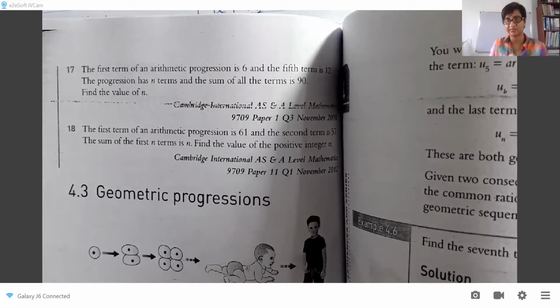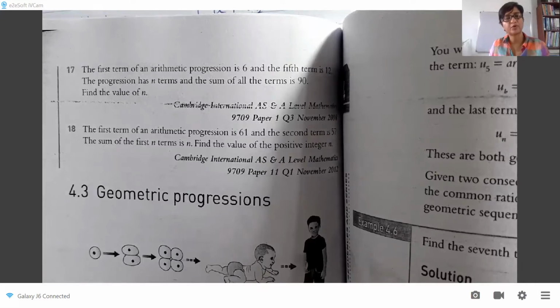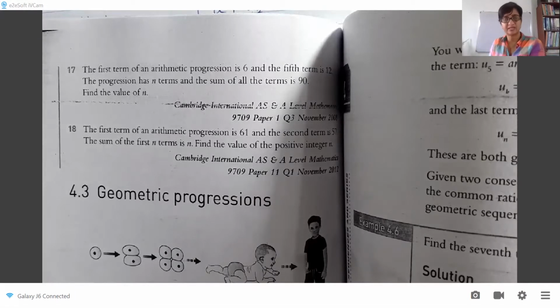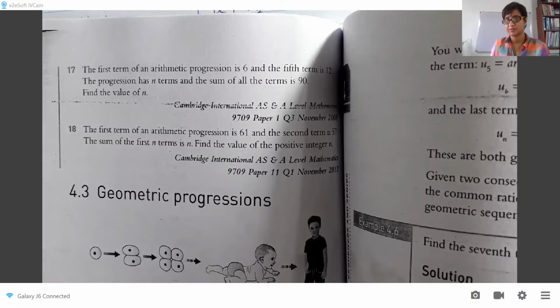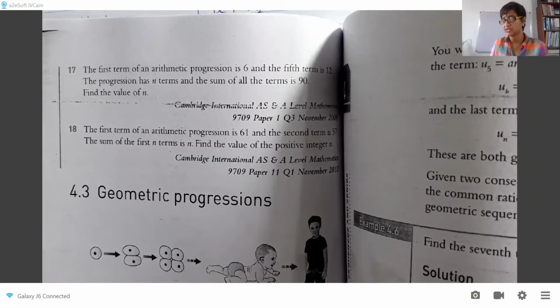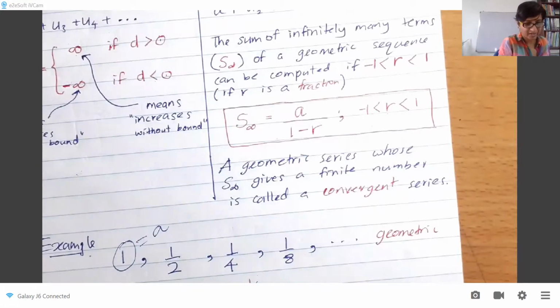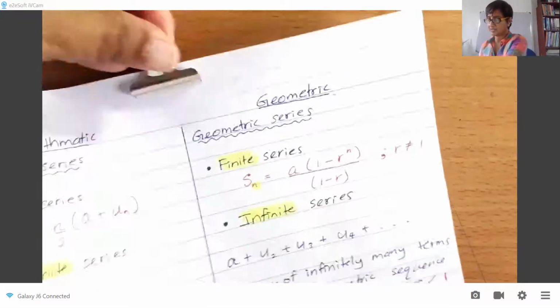You have A and you have U5. Then the progression has n terms. It's finite. And the sum of all these n terms, Sn, is 90. Find the value of n. How many terms in the sequence, in other words? So that's the question. I hope you wrote down the information. Let me remove the book now and let us try it together.